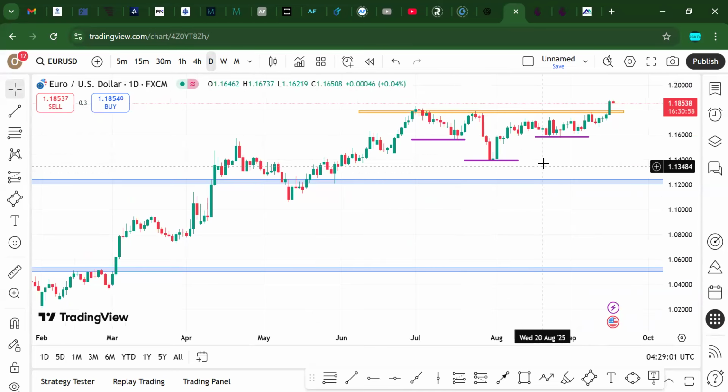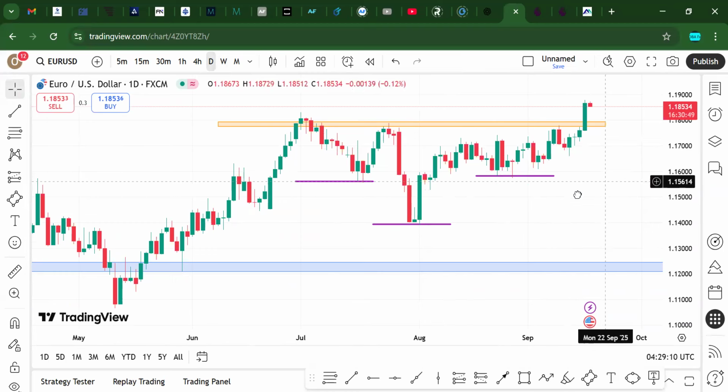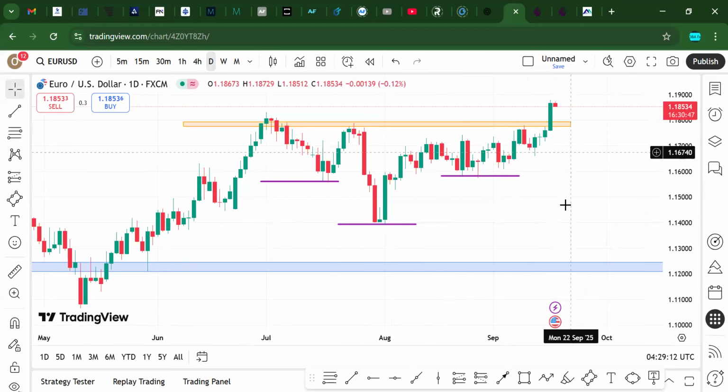And of course, we can see now that the chart pattern is much more visible. So we have the left shoulder, the head, the right shoulder, and the neckline. And from what we can see, the neckline has just been broken.